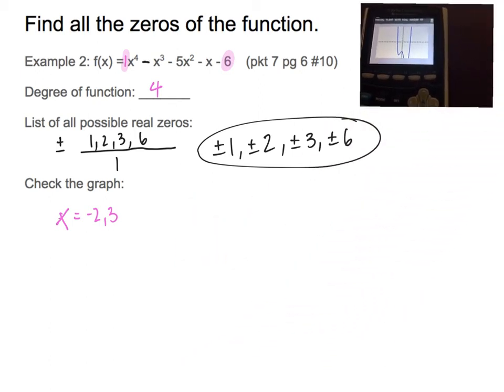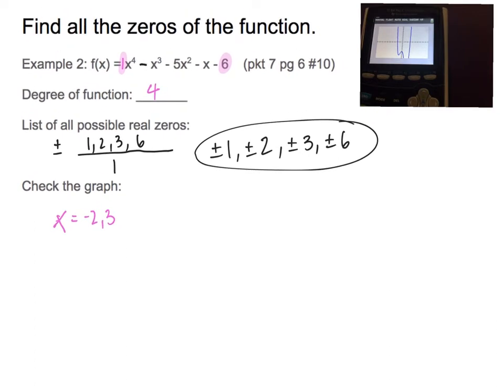So what I'm saying is that because we only saw 2 x-intercepts here, or 2 zeros here, the other 2 must have been imaginary. They're not going to show up on our list of possibilities because these only list out the real zeros or the real solutions. So the only way that we can find out the imaginary solutions is by using synthetic division.